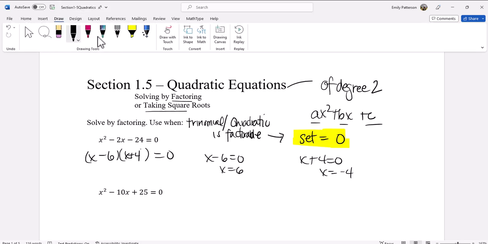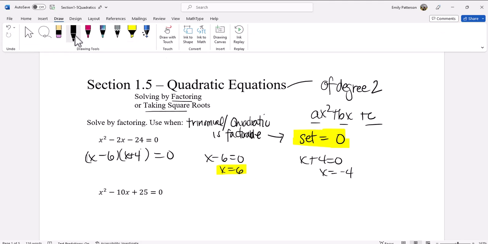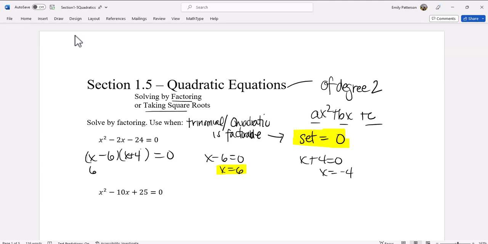Well, let's look at the idea of if x was equal to 6. Then we're simply going to put that in there: 6 minus 6 times 6 plus 4. So 6 minus 6 is 0, and 6 plus 4 is 10, so 0 times 10 is equal to 0. That checks out.